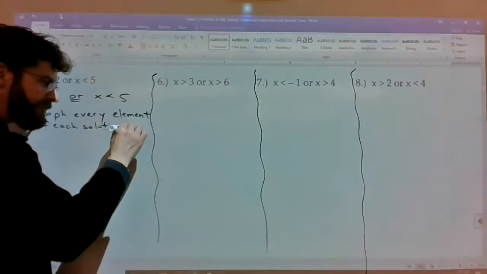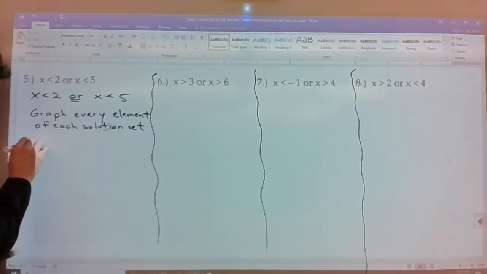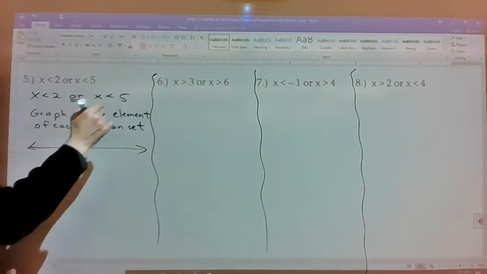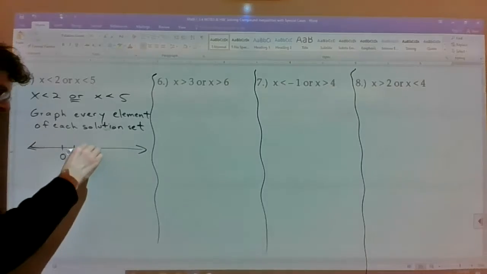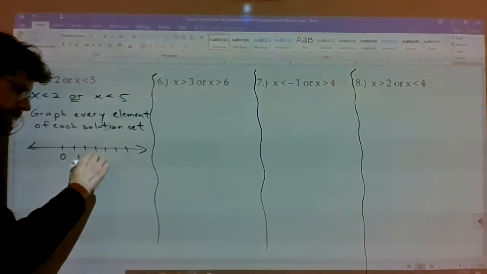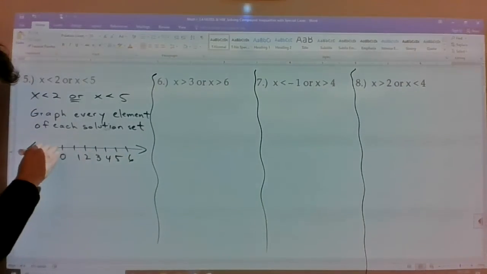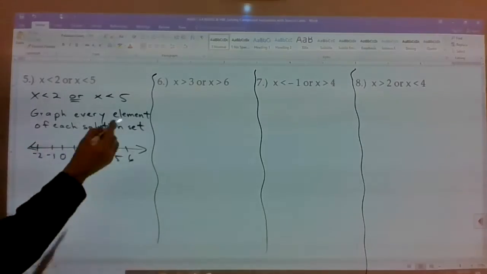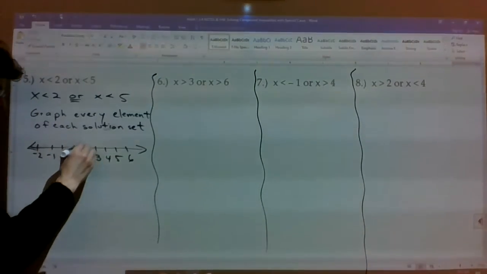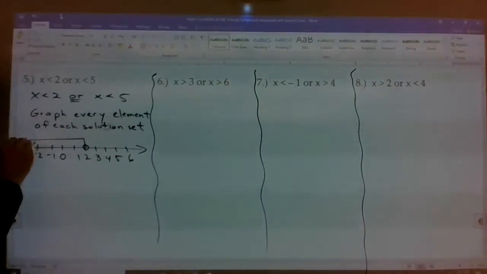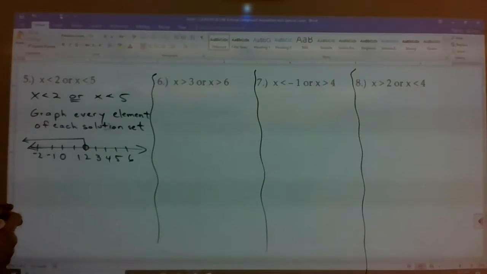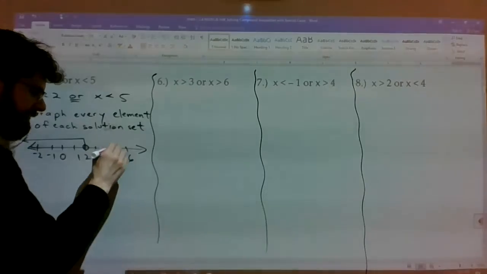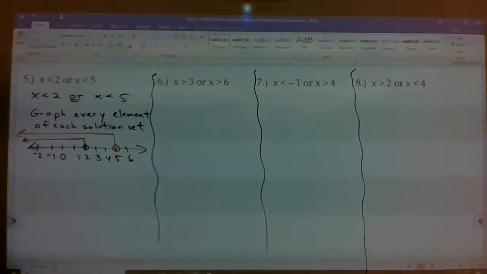So I think it's awesome to get the visual first, so let's do that. 2 and 5, 1, 2, 3, 4, 5, 6, -1, -2. So in black, I'm going to put an open circle at 2 and make everything less than. In red, I'm going to do an open circle at 5. Again, everything less than.